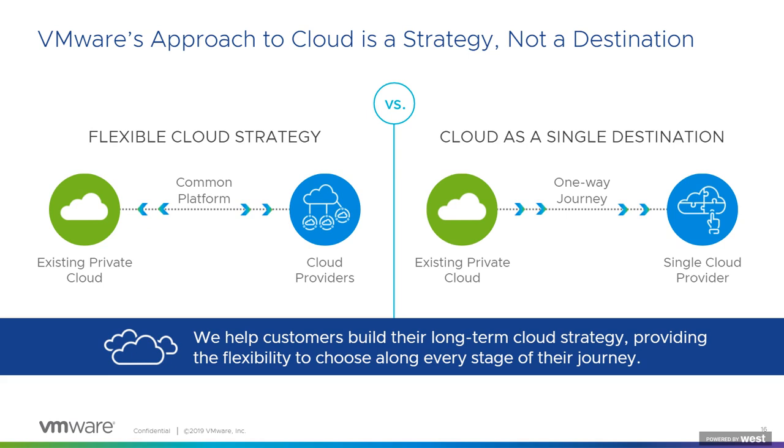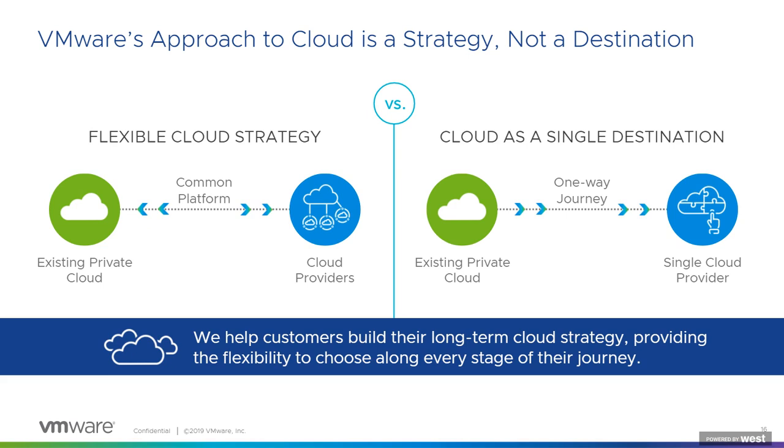The strategy really is to support this dual scenario. So there are customers that are doing a one-way journey. They're moving all their virtual desktops as well as applications and infrastructure from their private on-prem cloud to a single cloud provider, let's say AWS. So we certainly support that.